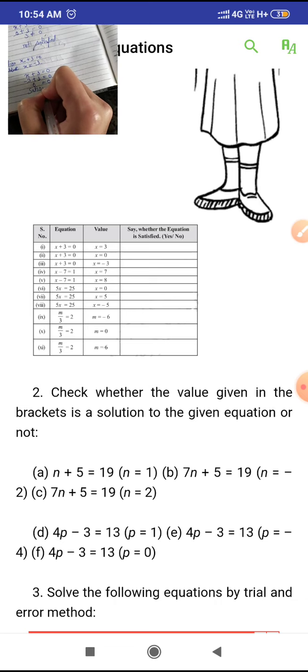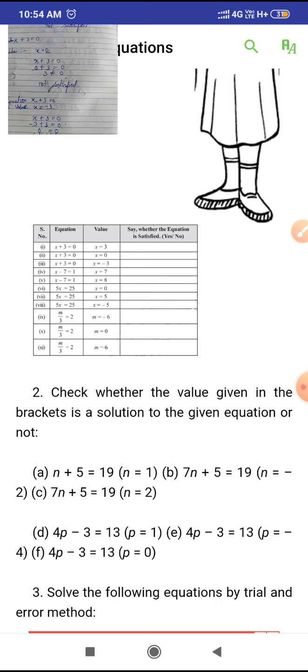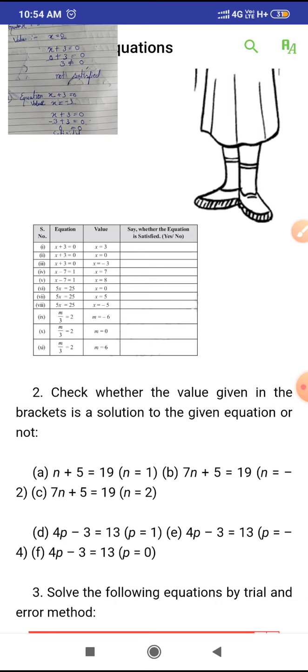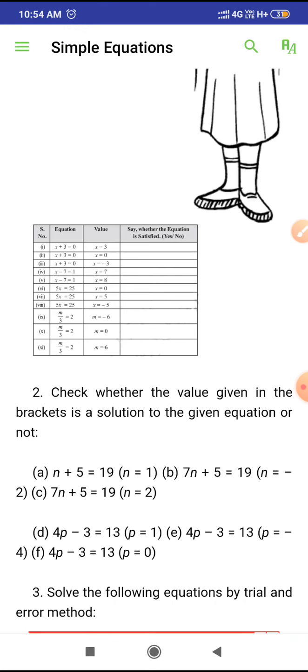So students, in this way you can solve all the parts of the first question. Now we are going to solve our second question, and second question is check whether the value given in the bracket is a solution to the given equation or not.